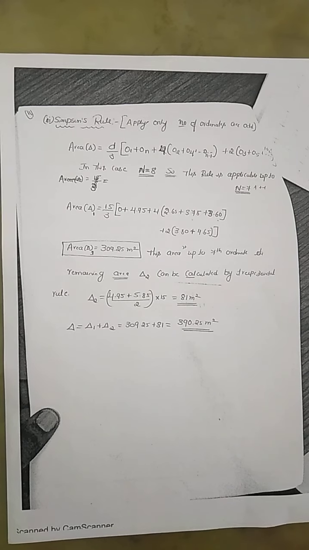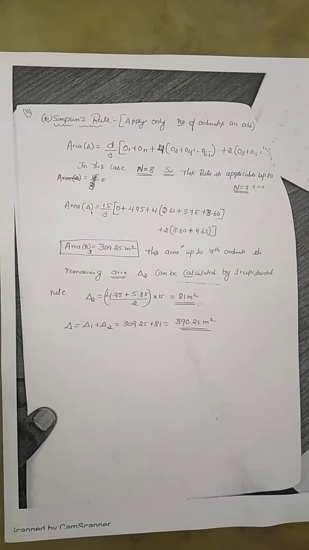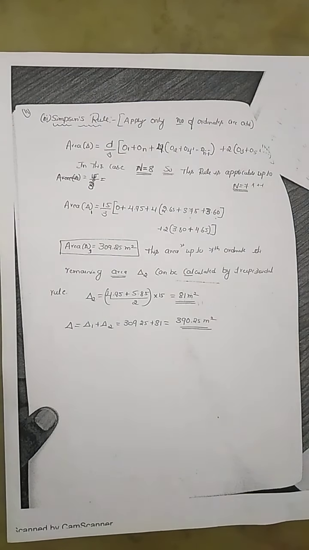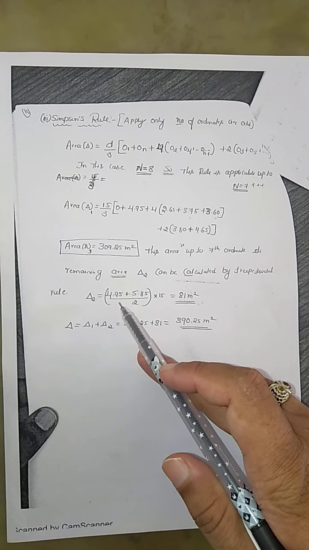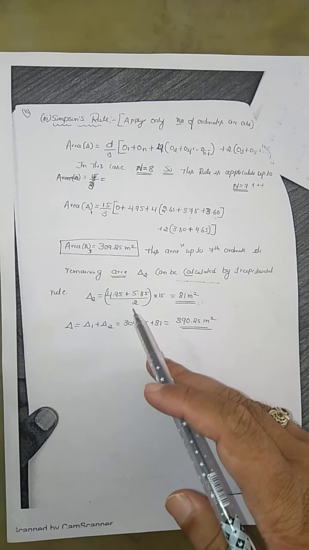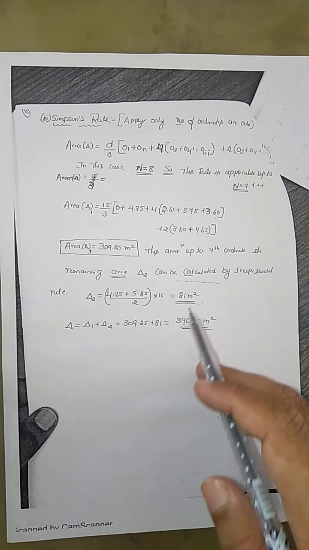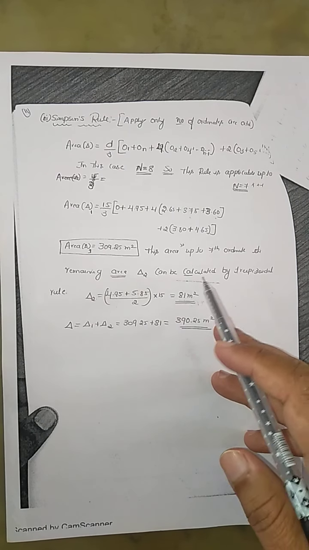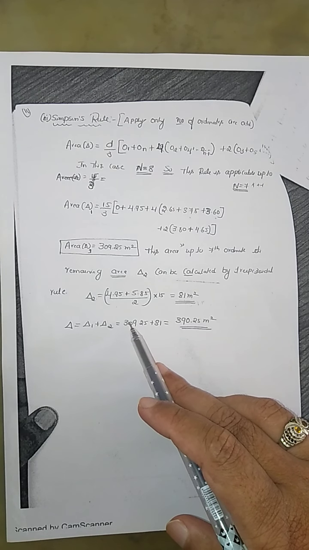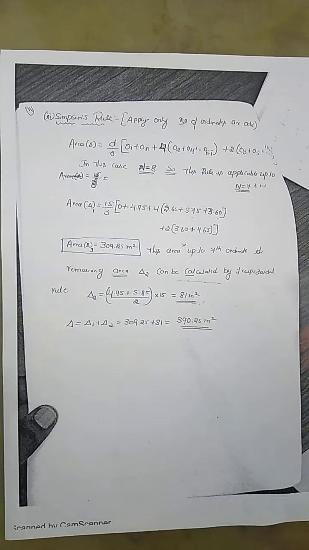The remaining area, the second trapezoid, can be calculated using the trapezoidal formula. The last one is 4.95 and 5.85, which we are calculating separately. So for trapezoid 2, we get 4.95 plus 5.85 divided by 2 into 15. Here we have got 81.81 square meters. So adding area 1 and area 2, you are going to get 390.25 square meters.